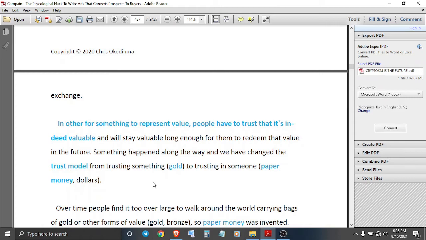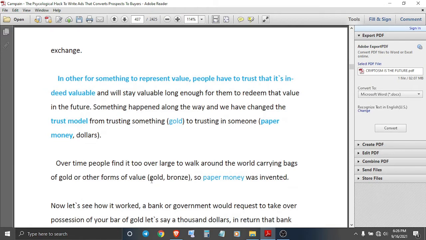So someone had to come up with a solution to this problem, which was the paper, called a receipt at that time. So it was introduced. Okay, now over time, people found it too much to walk around the world carrying bags of gold or other forms of valuable bronze. I think that was what was said. So paper currency, or paper money rather, was invented.